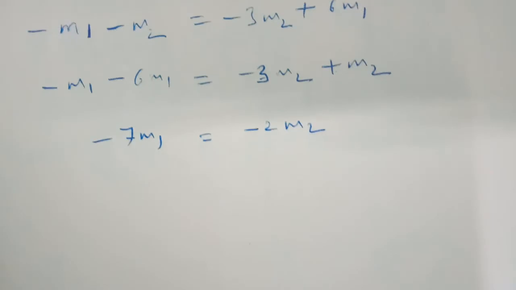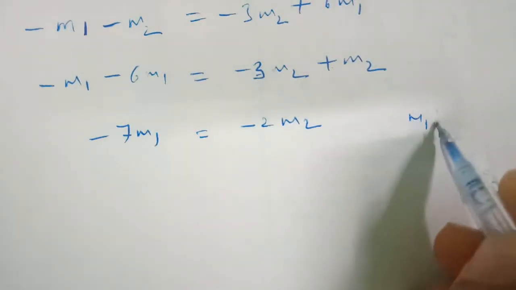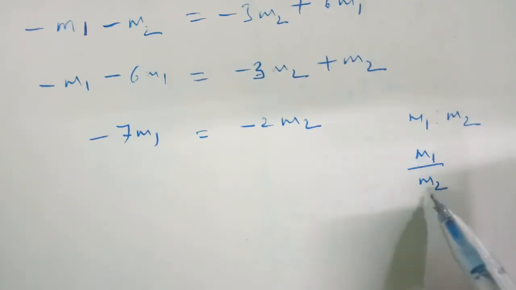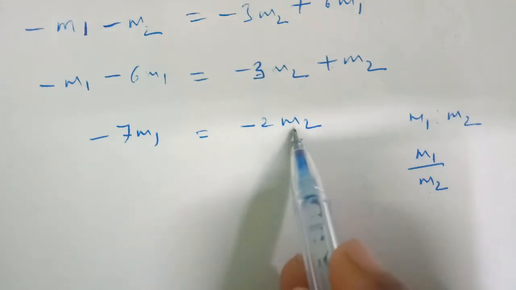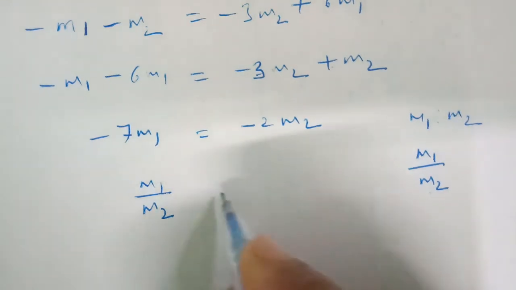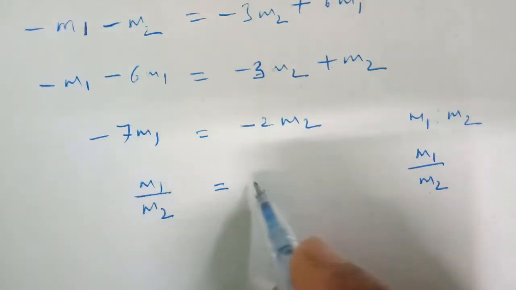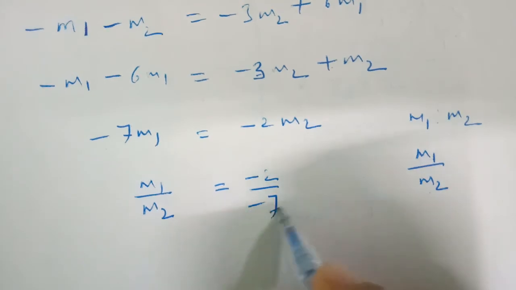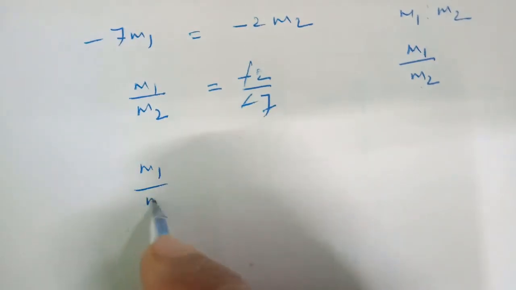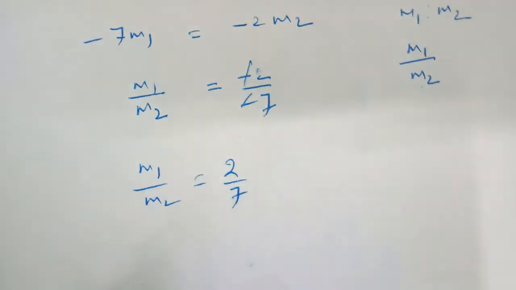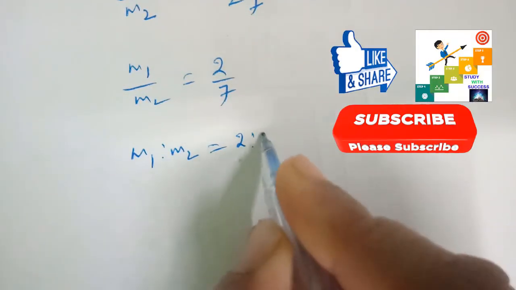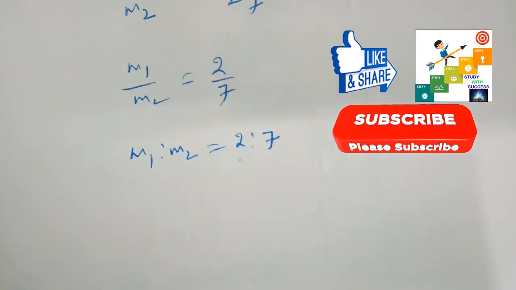Now you have to take the ratio. If we write the ratio m1 : m2, it means m1 upon m2, with m1 in the numerator and m2 in the denominator. So transposing m2 to the other side, it goes to the denominator of m1, and transposing -7 to the other side, it moves to the division form. Negative and negative cancel, so we get m1 upon m2 equals 2 by 7. That is, the ratio m1 : m2 equals 2 : 7. So students, this way we can find the ratio. Thank you.